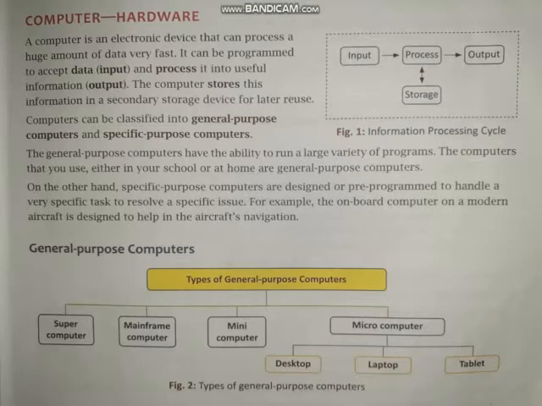Then after, general purpose computers. Types of general purpose computers are: first one, supercomputer; second one, mainframe computer; third one, mini computer; and fourth one, microcomputer. Microcomputers can be classified in three categories. First one, desktop computers; second one, laptop computers; and third one, tablet computers.